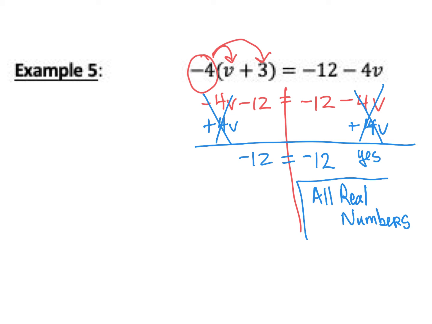Okay, so what this actually means is I can put any number into this equation and both sides will always be equal. All real numbers. That's what this actually means. So I can put a number on both sides and they'll equal.